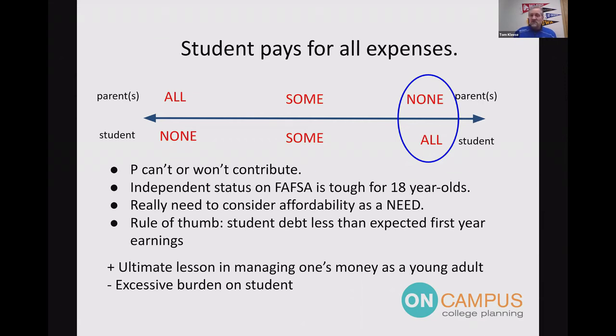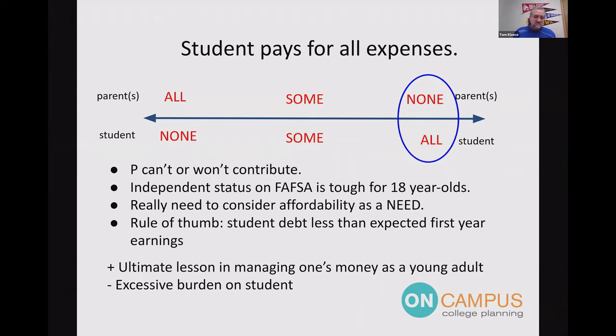So that means that if you're going into something that pays really well right out of the gate, something probably in a STEM field or business, maybe you're going to be a mechanical engineer, maybe you're going into finance, you could come out making $50,000, $60,000 a year more, and you might be able to handle more debt as a student versus someone perhaps in the humanities.